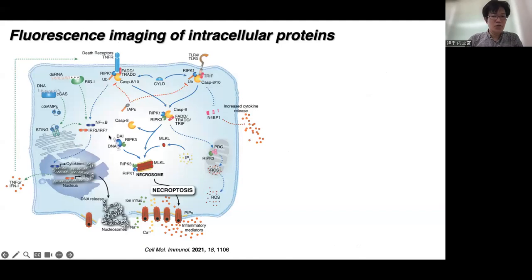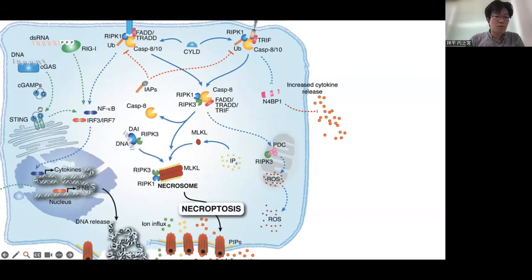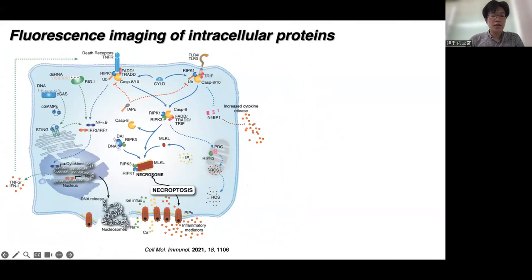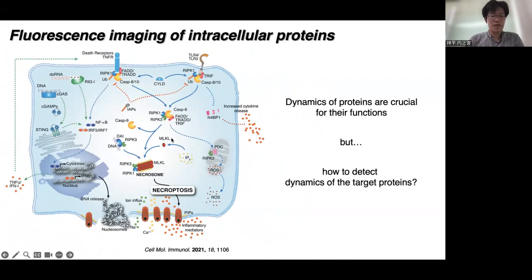I want to explain how to use fluorescence imaging in biological research. You can find this kind of illustration, for example of cell signaling, in your biology textbook. As you can see, this illustration includes many types of proteins. Importantly, for example, this protein moves to the nucleus, and this protein moves to mitochondria. You can see many such illustrations in your biology textbook. However, how do researchers know these dynamics of proteins? We need to know it.